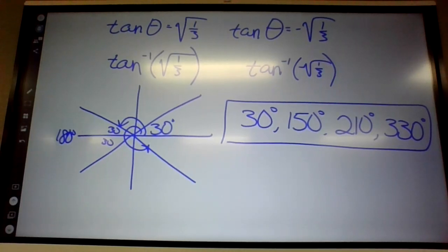Negative 45. You can't use negative 45 because it's not between 0 and 360. So you need to convert it to a positive fourth quadrant angle instead of a negative fourth quadrant angle. Good job.